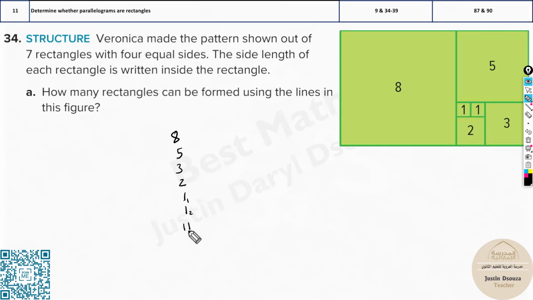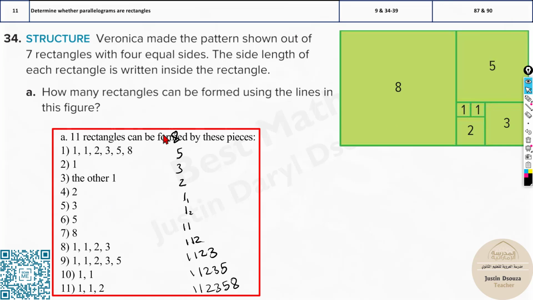Then we can do with 1, 1. That's a rectangle over there. Then we can do with 1, 1, 2. That's another rectangle. We can do 1, 1, 2, 3. That's another rectangle. We can do 1, 1, 2, 3, and 5. That's another rectangle. Then the entire one will be 1, 1, 2, 3, 5, 8. You can write it in a simple order, whichever you like. So it's 1, 2, 3, 4, 5, 6, 7, 8, 9, 10, and 11. So the answer must be 11.